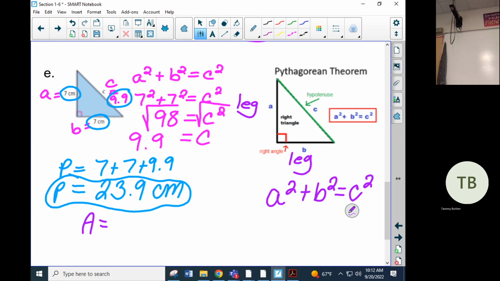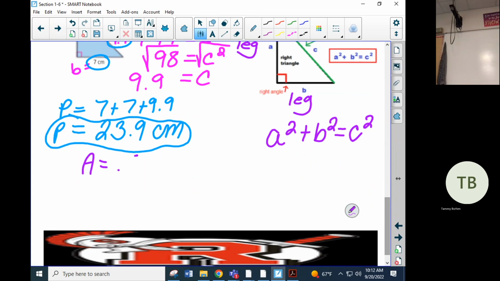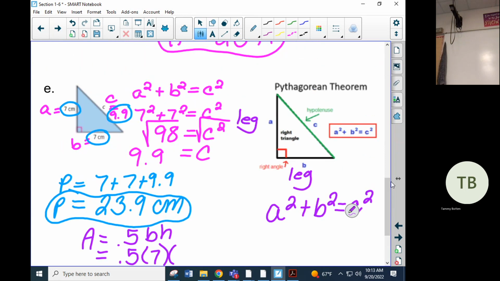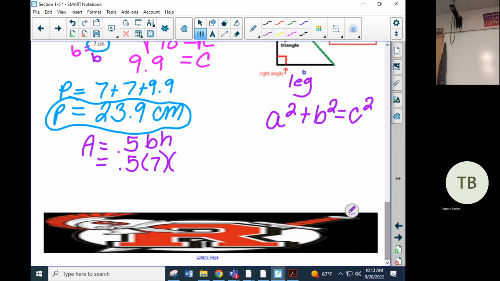And the area is going to be 0.5 base times height. So it'd be 0.5. My base is 7. My height is 7. So this would be your base. This would be the height because it's perpendicular. Okay, so it'd be 0.5 times 7 times 7, which would be half of 49, which is what, 24.5? And that is area, so that's centimeters squared.